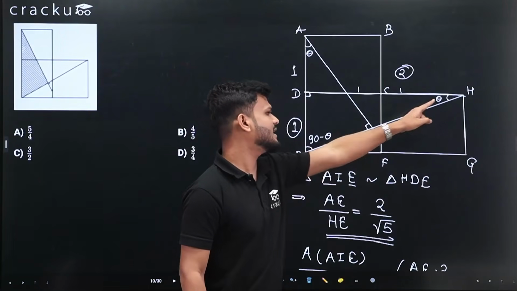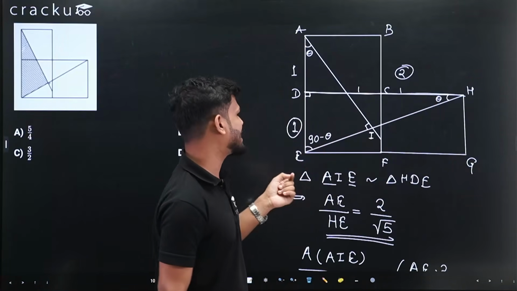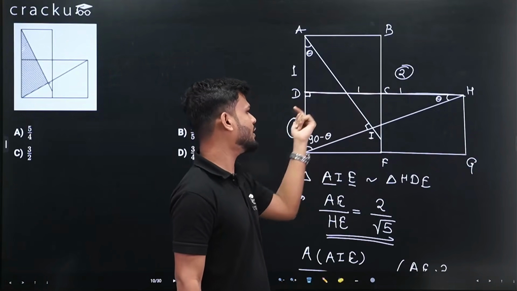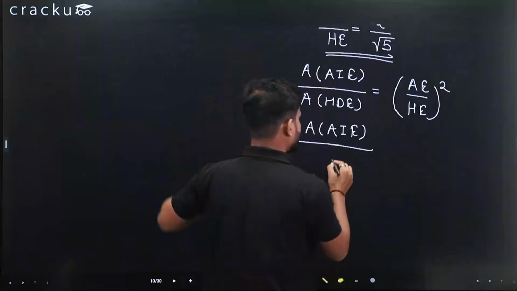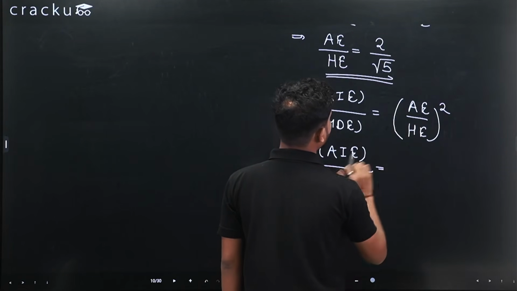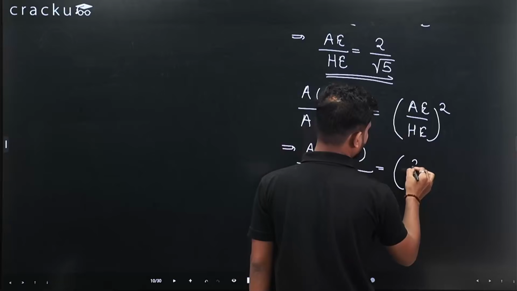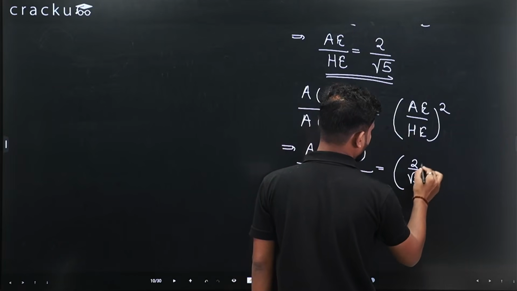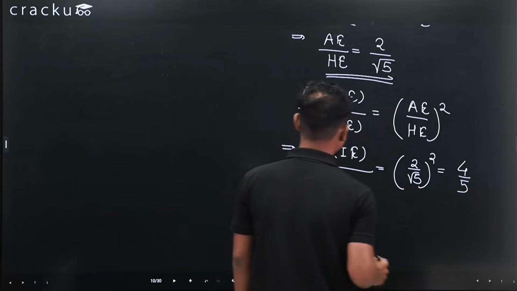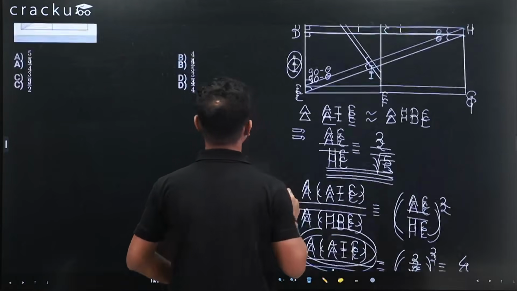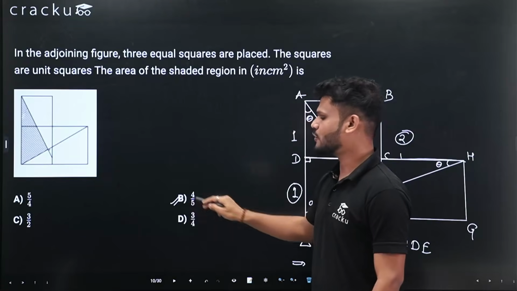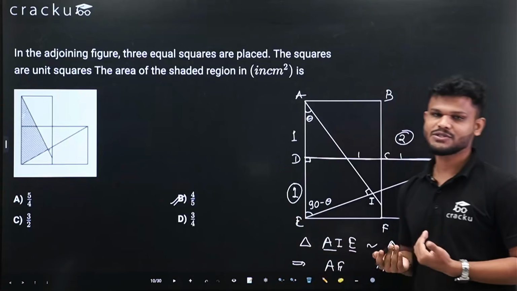What is the area of HDE? It is a right angled triangle, so 1 by 2 into height into base. So 1 by 2 into 2 into 1 is 1, which is equal to AE upon HE, 2 upon root 5, whole square, and this is nothing but 4 by 5. So the area of triangle AIE, which is nothing but the shaded region, is 4 by 5, given in option number B. This is how you can solve the question.